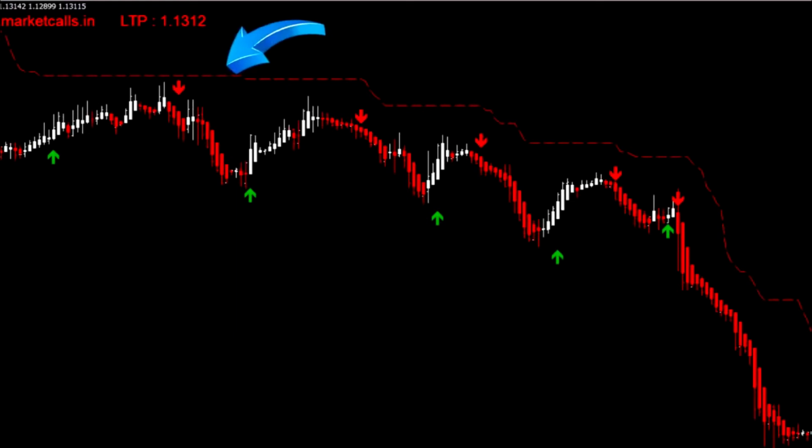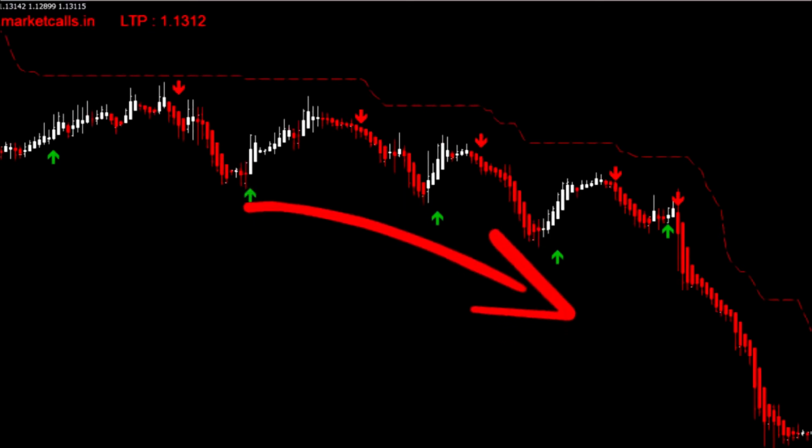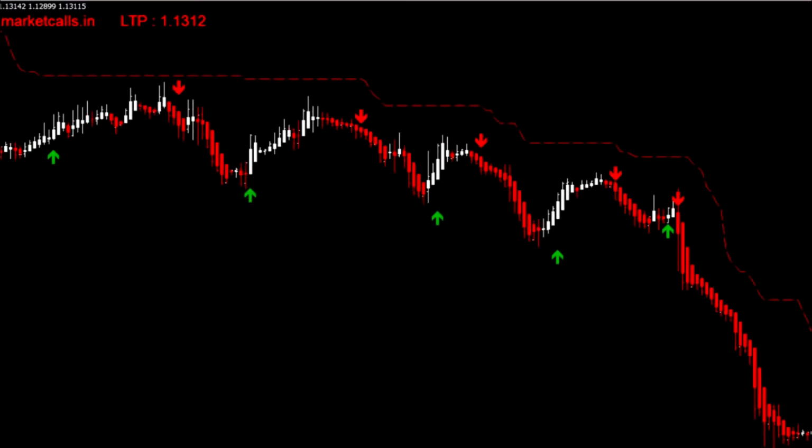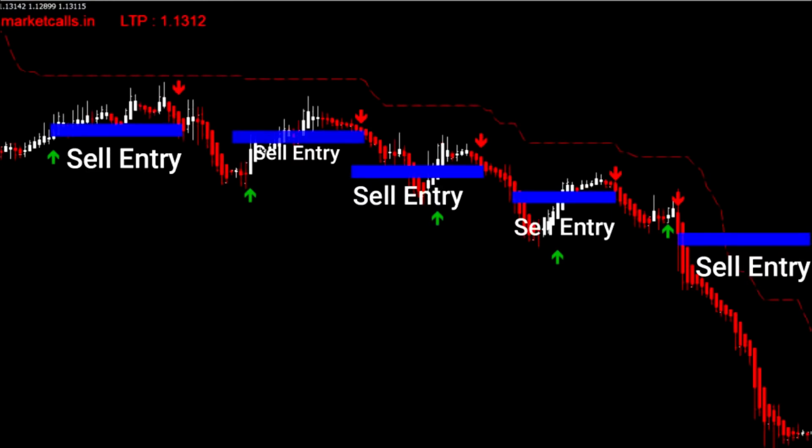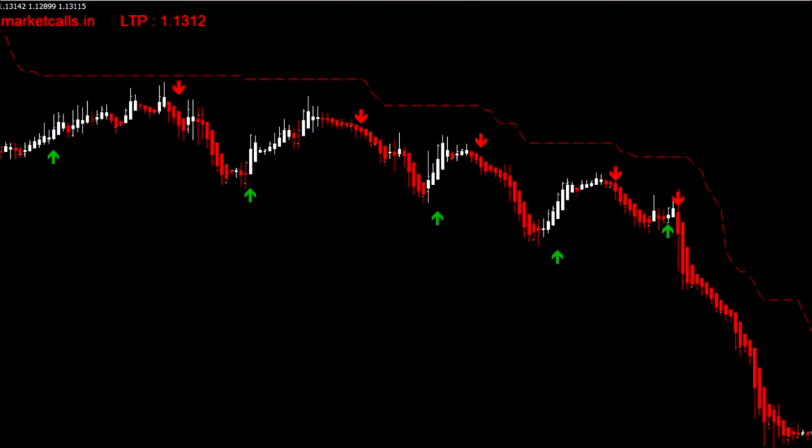First of all, you can see here the line is of red color. This means the market is in a downtrend. After this we will do only one thing: we will execute our trade on all the red color arrows that will be created. But the matter does not end there.